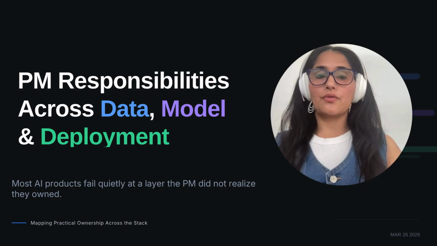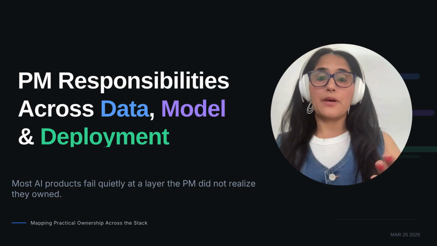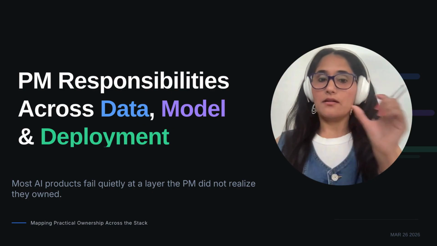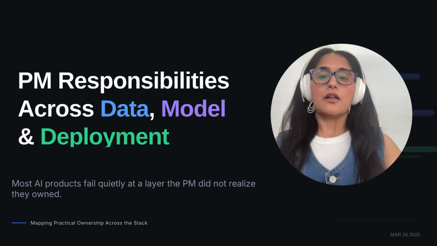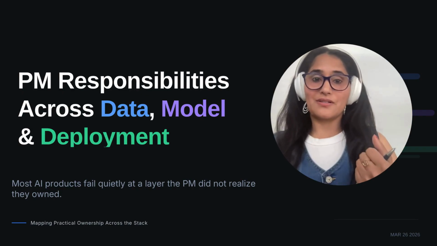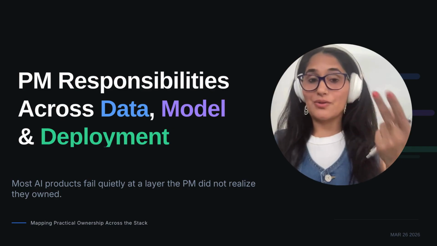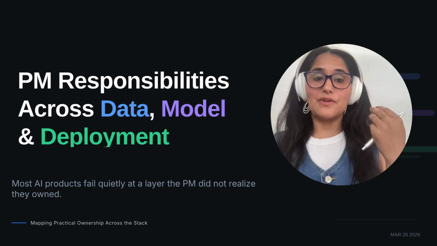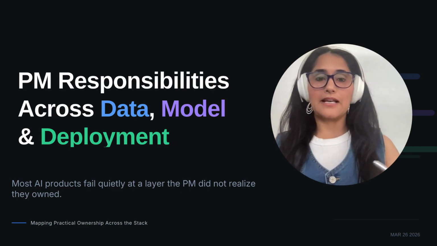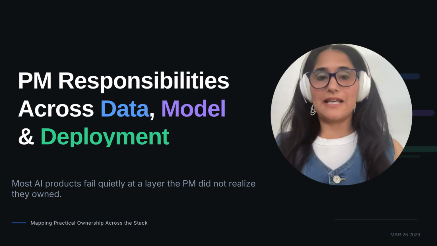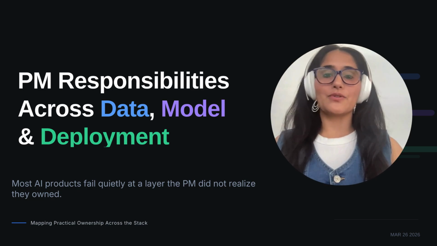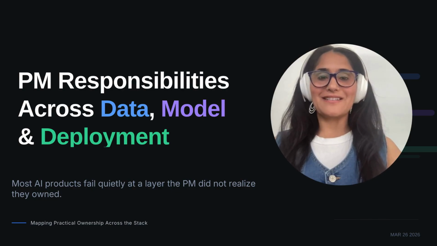Today, I'm walking you through a framework I use to map PM ownership across the three layers of the AI stack: data, model, and deployment. Not at a theoretical level, but at the level of what specific decisions live where, what questions you need to be asking, what happens when nobody claims the boundary between layers. This is for PMs, tech leads, product teams who are building AI features and want to stop finding out about failures from user complaints. So let's get into it layer by layer.